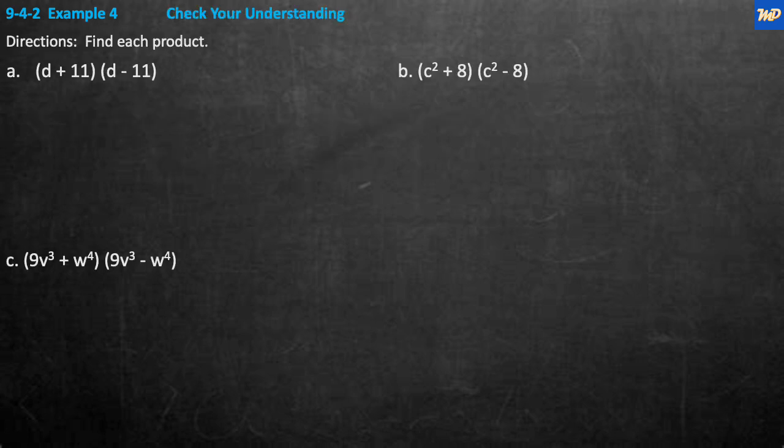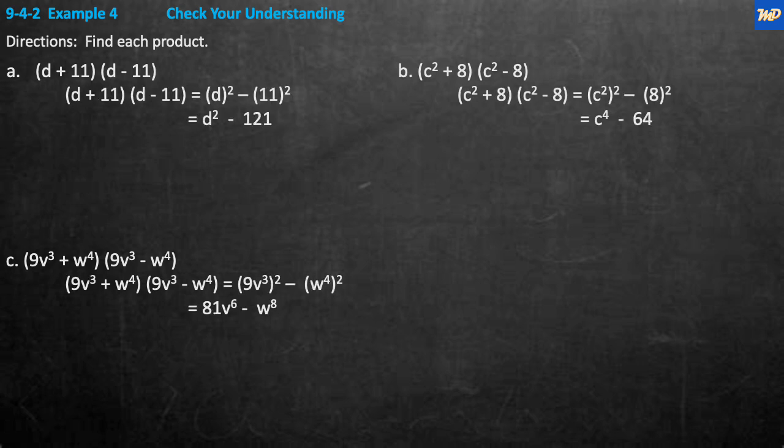Okay, so now, example 4, check your understanding. Find each product. These are the same as we've been doing. The difference of squares. And we're going to go ahead and work them on our own. And when you come back, we'll work them together. Okay? Good.